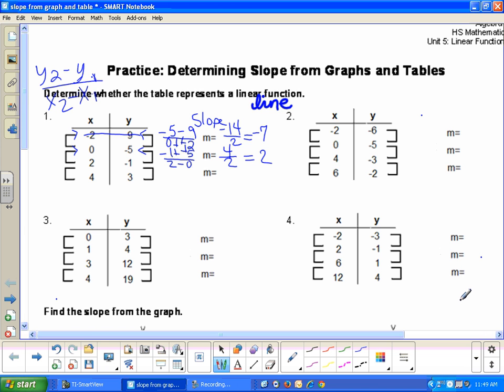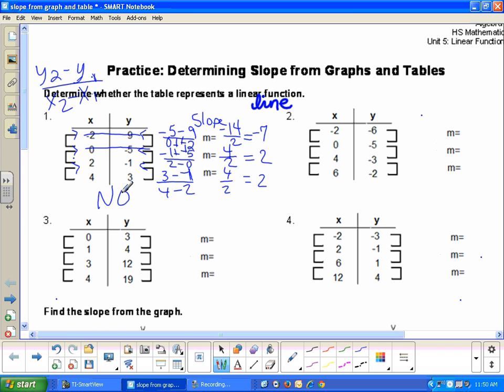Now as far as the answer to our question, those are different, so it cannot be a linear function. If they were the same and you needed to do another one, then we would find it between these two also: 3 minus -1 over 4 minus 2, which gives us 4 over 2, which is 2. But since one of them is not the same, then no, it does not represent a linear function. If you find your slopes and they all match, then it would be a linear function.